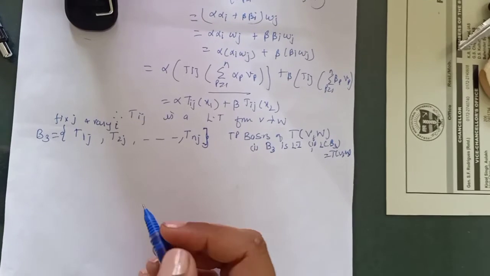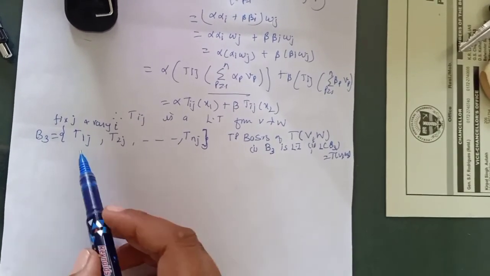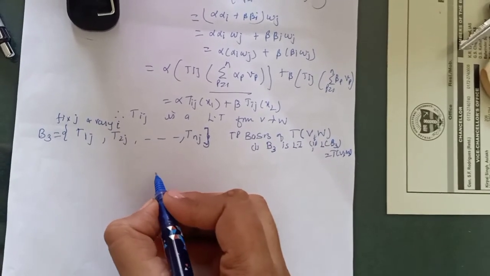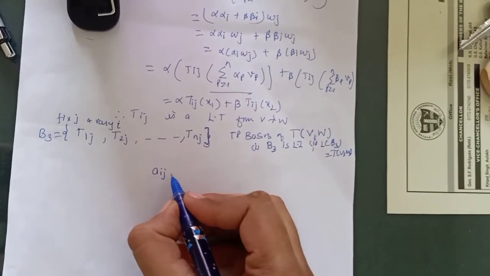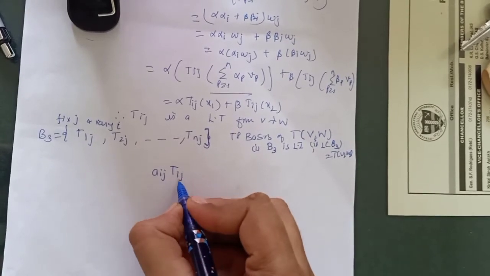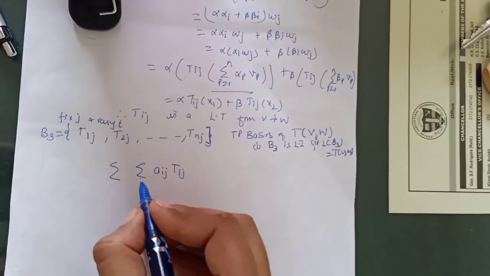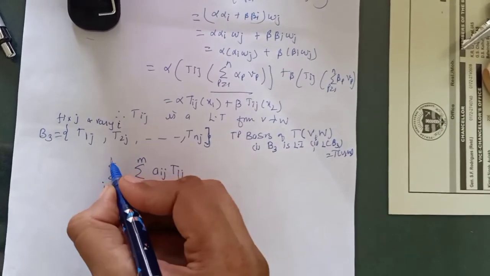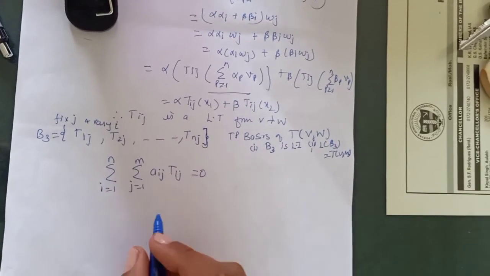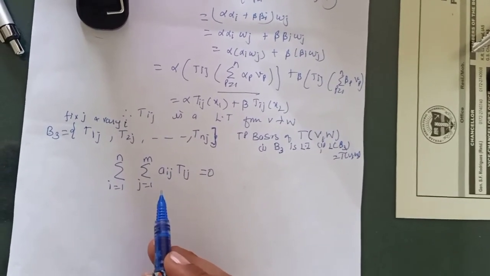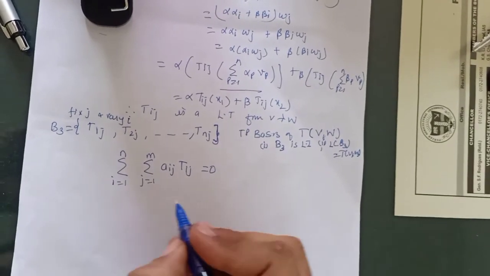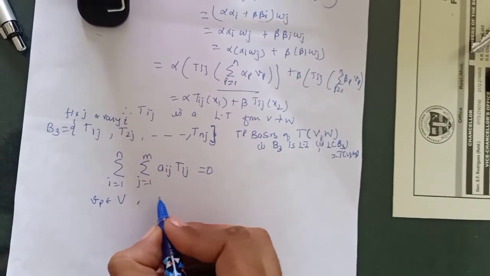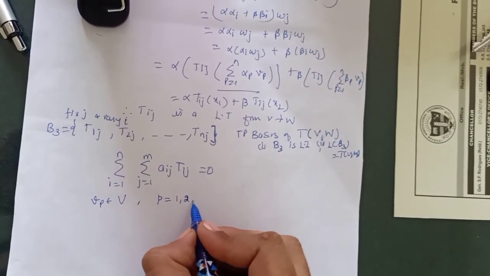Now to prove the linear independence, as I told you, these are m into n elements. So to write their linear combination, let me write summation aij into Tij. Now observe from where j's are going: j's are going from 1 to m, and i's are going from 1 to n. Now we have to prove that all the aij's are zeros. So what we do, we take some Vp from the vector space V, where p is varying from 1 up to n.